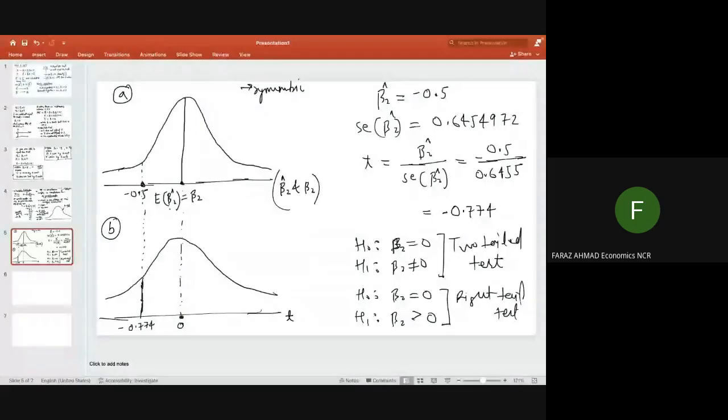So we can do a right tail test also here, or we can do, I mean, in this case, we cannot do a right tail test because we have our beta 2 on the left side, in the left tail. So this is also not possible. What is possible here is a left tail test.